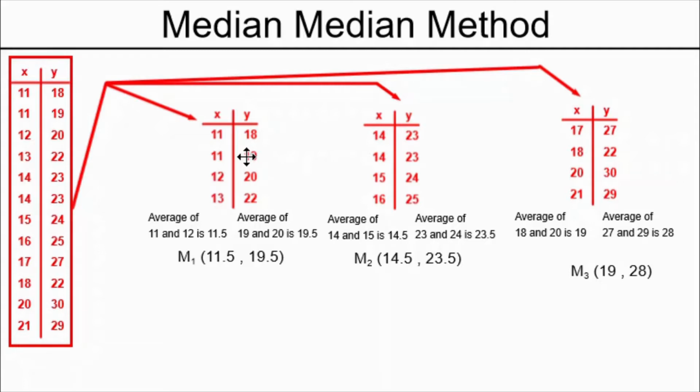Then we divide our table into three smaller tables, making sure that the smaller tables are as close to the same size as possible. In this case, we had 12 points, so we were able to have three smaller tables that are exactly the same size with 4 points each.